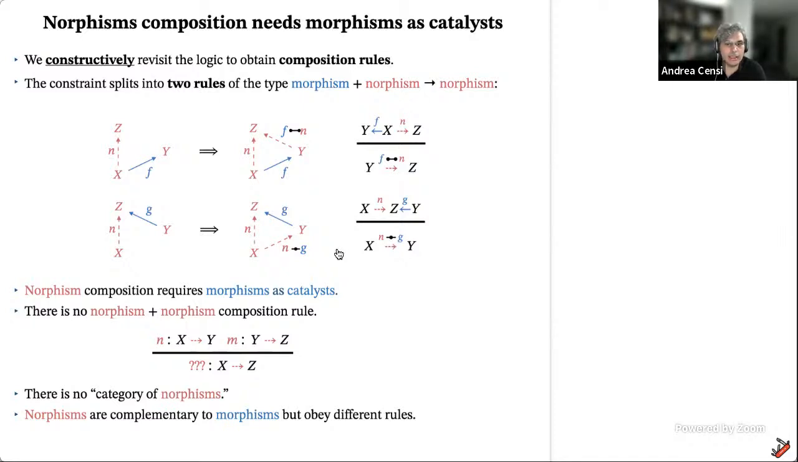What we notice here is that you always need a morphism as a catalyst, and you cannot have a norphism plus norphism composition rule, because the fact that you cannot go from X to Y and you cannot go from Y to Z doesn't imply that you cannot go from X to Z, right? Because there could be another route. So what we find is that there is no category of norphisms. Norphisms are complementary to morphisms, but have different rules.